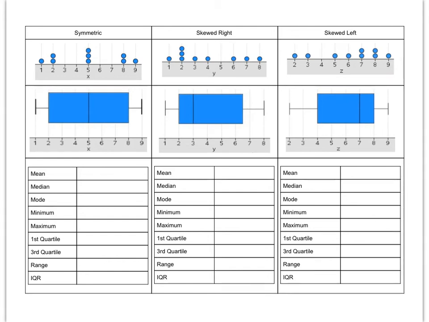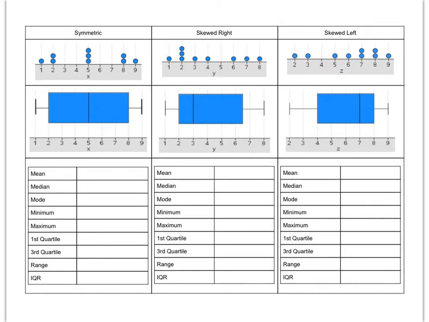So last time we talked about how to make a box plot. This time, let's talk about interpreting box plots. On this page of notes, each box plot represents the same data as the dot plot that's right above it. So let's look at the first one over here on the left.